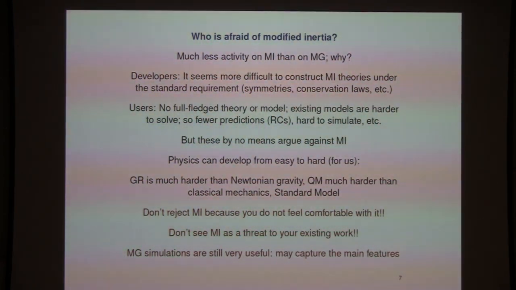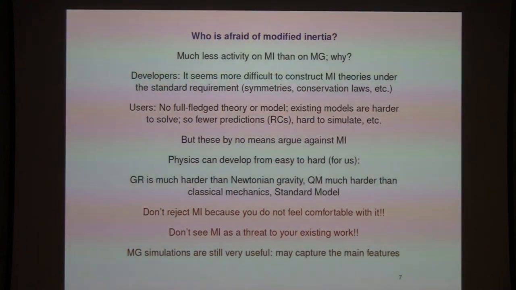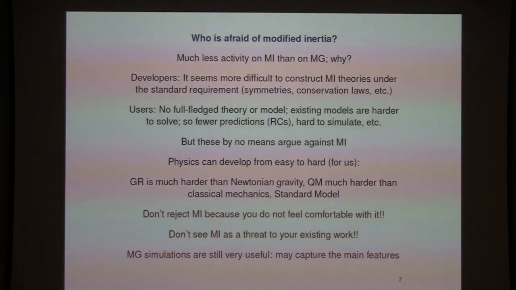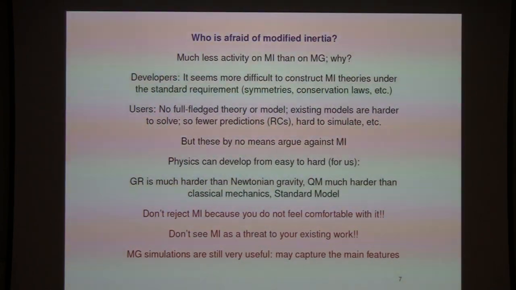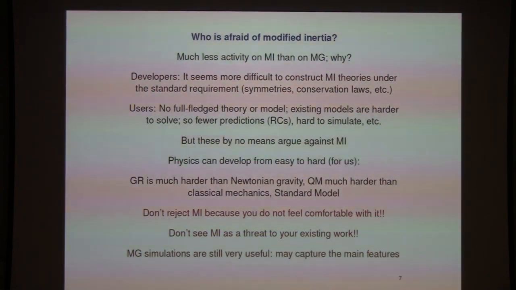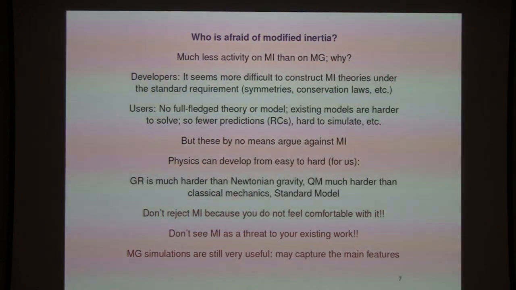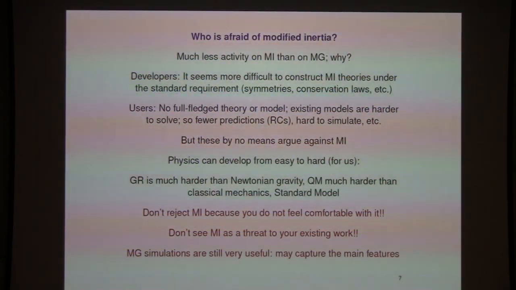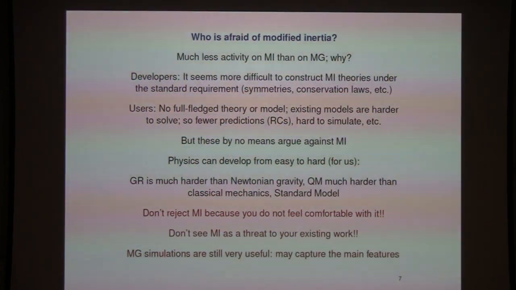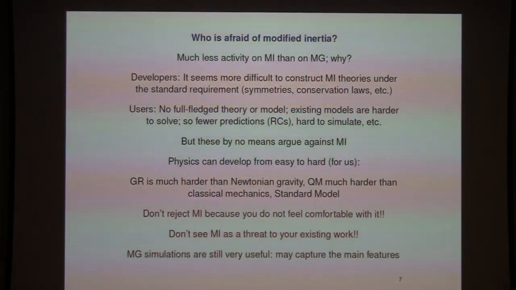From the point of view of people who write the theories, the developers, as they are called here, the issue is that indeed it seems, at least to me, because I've been trying to write such theories almost from the start, that it is more difficult. It is more difficult to implement some of the basic requirements that you want, such as having conservation laws, Galilean invariance and so on. The necessary symmetries. So it's simply more difficult.